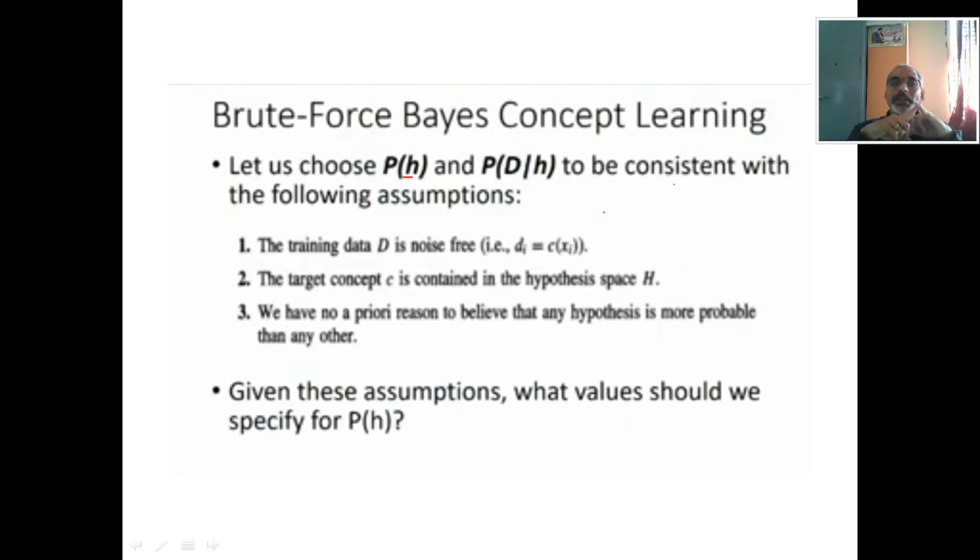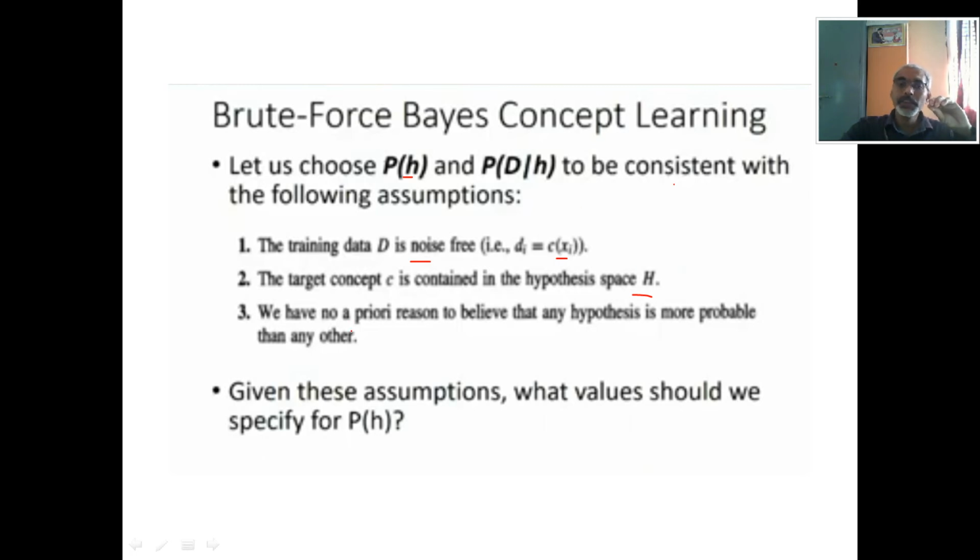The first assumption: the training data set D is noise free, that is d of i is equal to c of xi. That means we assume that whatever data set is given to us does not contain any error or any missing values. That's what we call noise free. The second assumption is about the target concept. You will have some target concept C, and this target concept C is contained in the hypothesis space H. When you are considering the hypothesis space, our target should be one among the hypothesis space. So the target concept is contained in the set of all hypotheses.